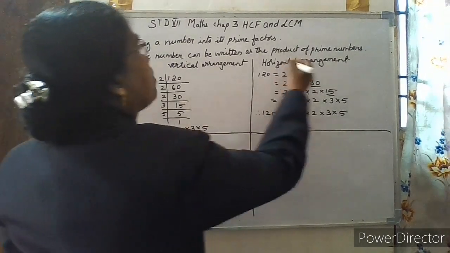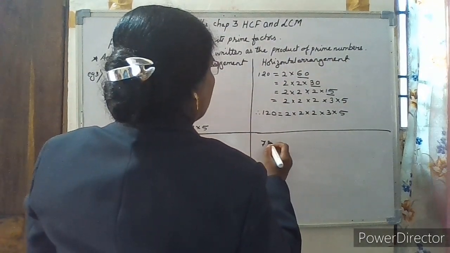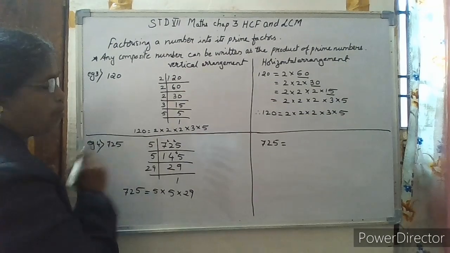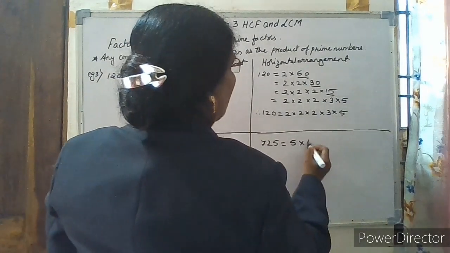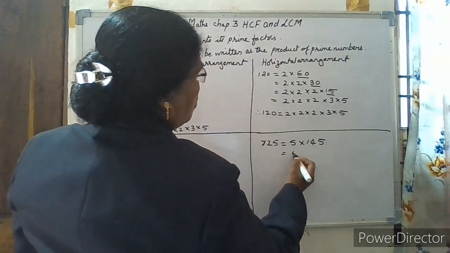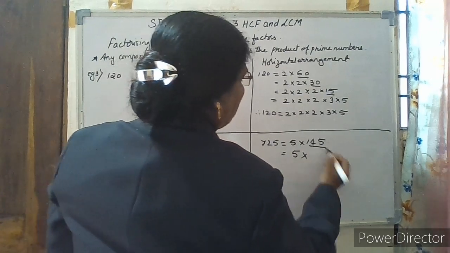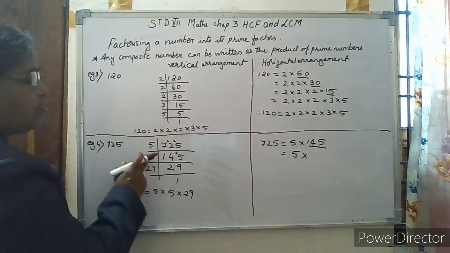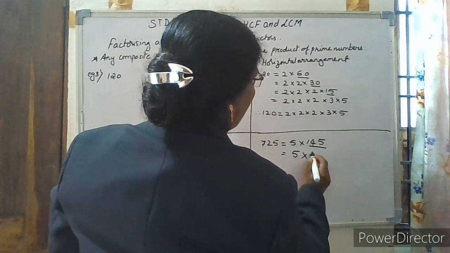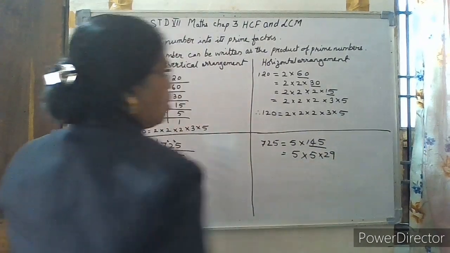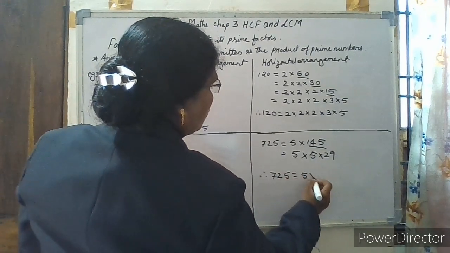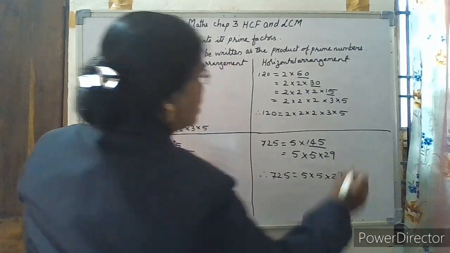This is when we do it by vertical arrangement. Now horizontal arrangement, 725 is equal to. You can take a cross in this way. 5 into 145 is equal to 725. Now this 5 you write as it is. This 145 you factorize as 5 into 29. 5 into 29. So we got the factors here. Therefore 725 is equal to 5 into 5 into 29.